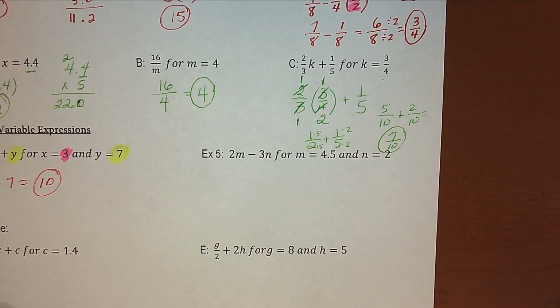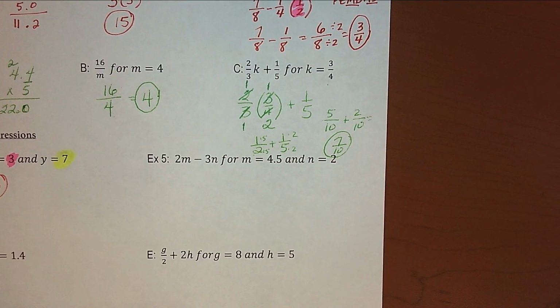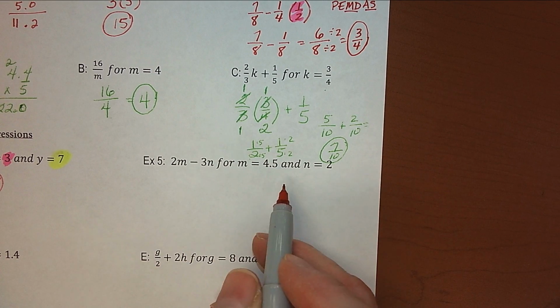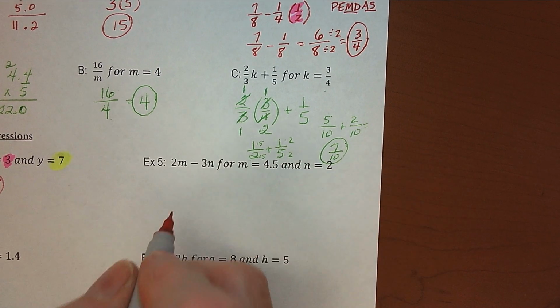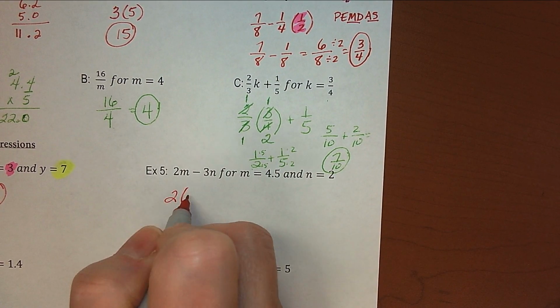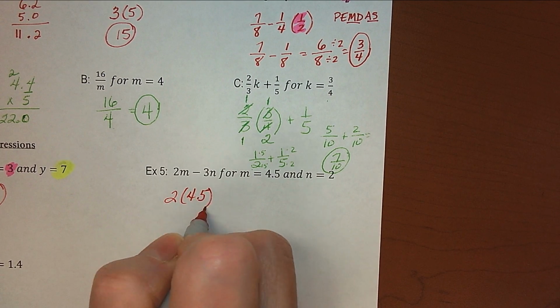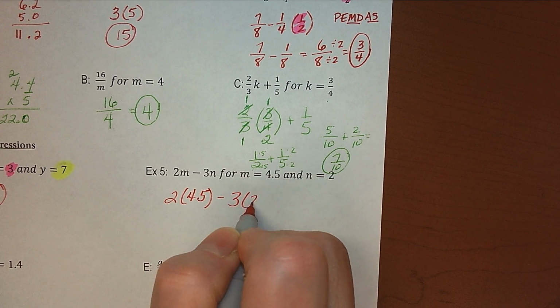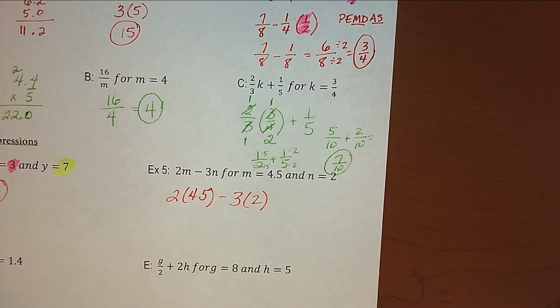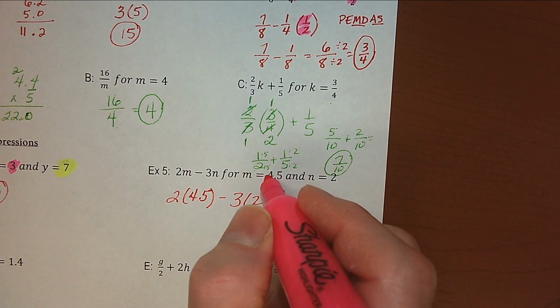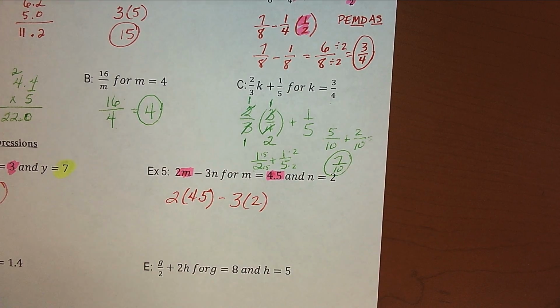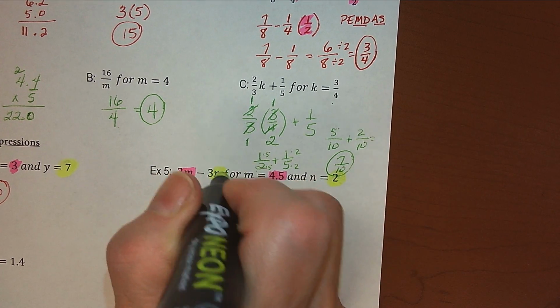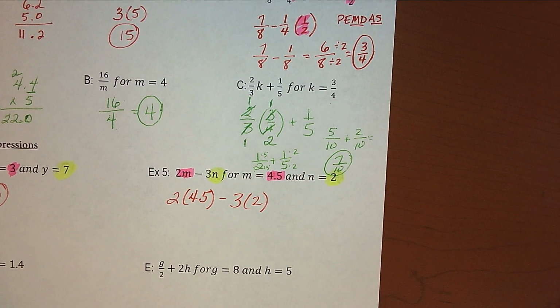Alrighty. Then our next example here, number 5, 2m minus 3n if m is 4.5 and n is 2. So 2 times 4 and 5/10 minus 3 times 2. And again, we're substituting in our 4 and 5/10 for our m and our 2 for our n. And here, of course, it would make a difference if we didn't do that correctly.